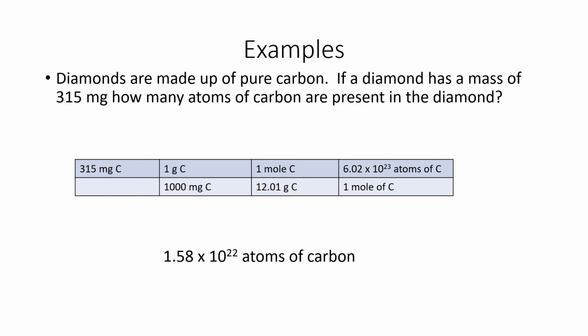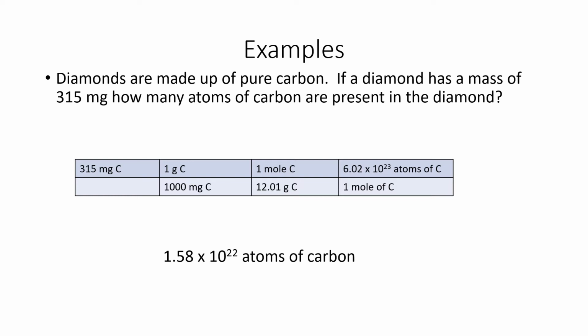So our first example is diamonds are made up of pure carbon. If a diamond has a mass of 315 milligrams, how many atoms of carbon are present in that diamond? So we got a diamond, it weighs 315 milligrams. How many atoms of carbon are actually in there? So we're using a dimensional analysis method, where we can real easily show numerators, denominators, multiplication, and division. We're going to focus on the units.